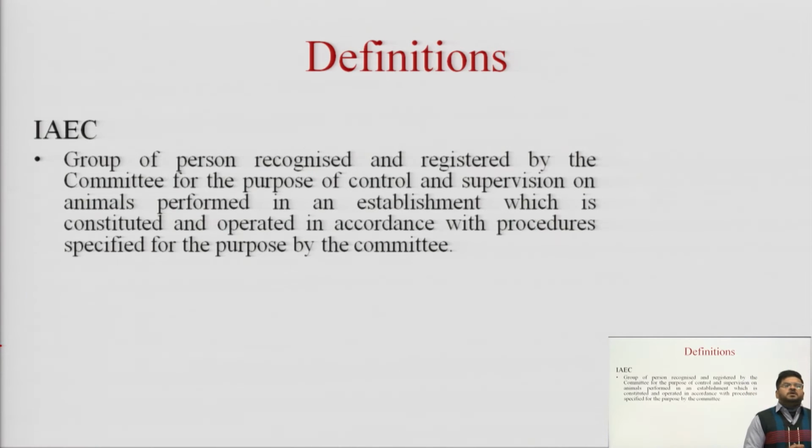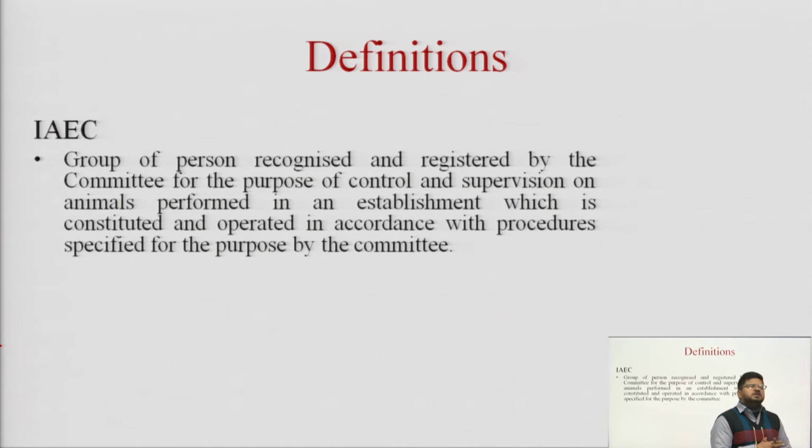Another and the most important term under this Prevention of Cruelty to Animals Act is IAEC. IAEC is the Institutional Animal Ethical Committee. The Institutional Animal Ethical Committee is a group of persons which is recognized and registered by the committee for the purpose of control and supervision on animals performed in an establishment, which is constituted and operated in accordance with the procedure specified for the purpose by the committee.